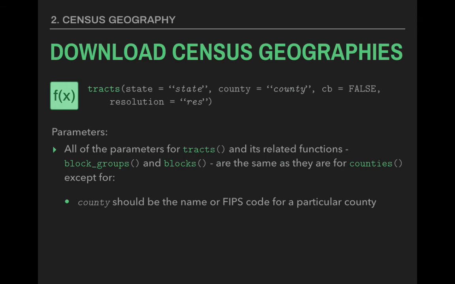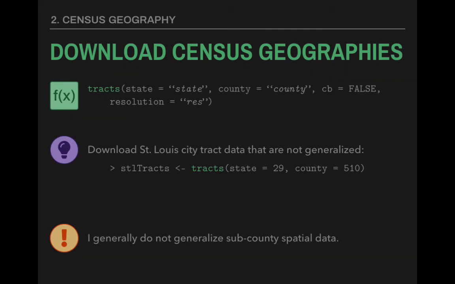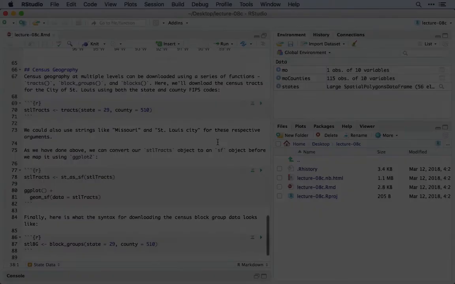The county can be either the name of the county or its 3-digit FIPS code. Here's an example, downloading tract level data for the city of St. Louis. Here I've just provided FIPS codes for both the state and the county, but again, you could provide strings that describe those accurately as well. I don't generally generalize the sub-county spatial data. I download it at the most accurate level of representation available.